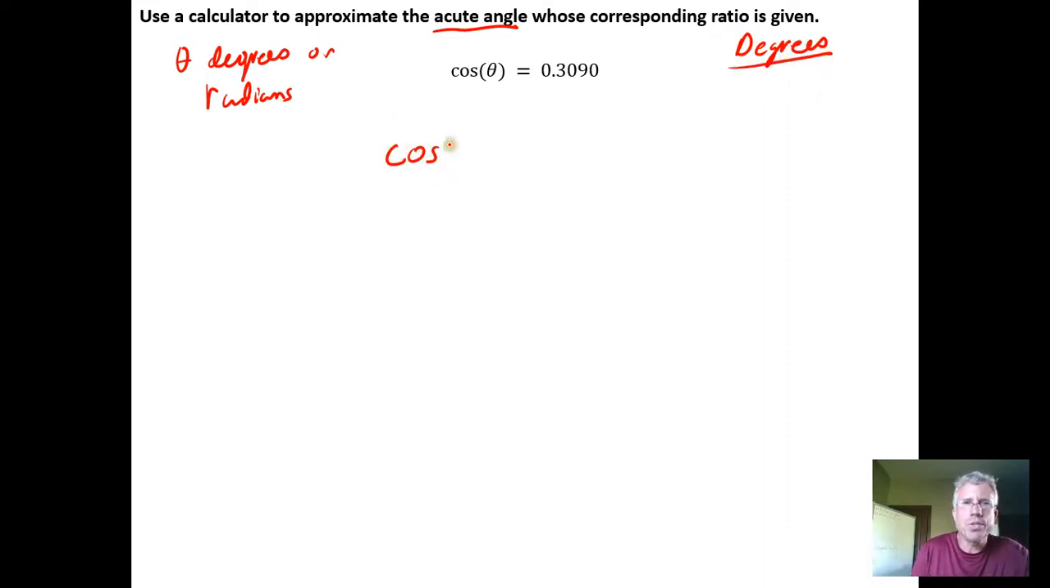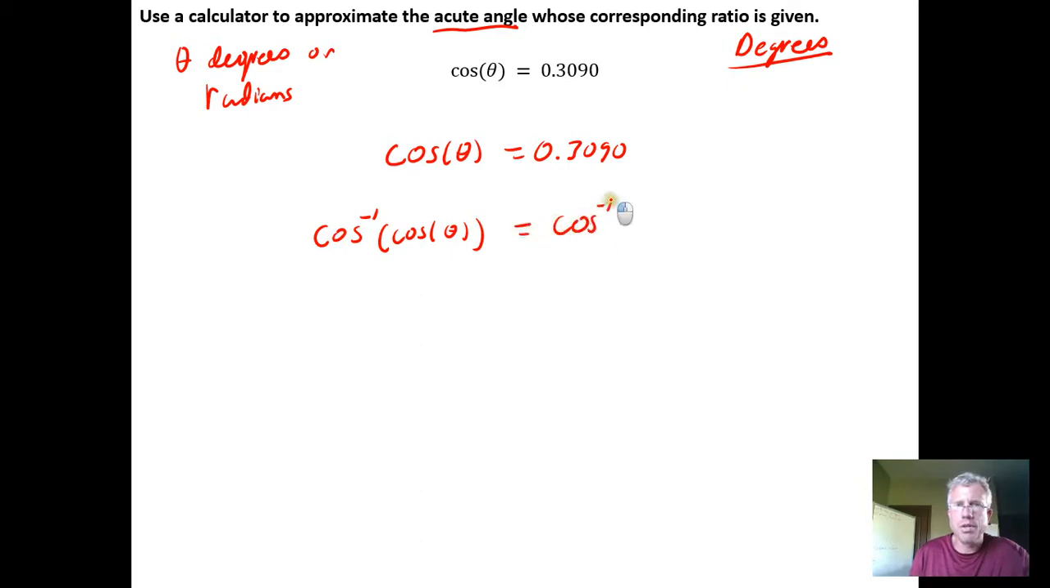So we're going to go cosine of theta. I'm going to rewrite the problem. And then I'm going to use the inverse function. I'm going to apply the inverse function to both sides. So I'm going to make both sides of the equation the input into the inverse function, the cosine inverse. So we'll take the cosine inverse of both sides.